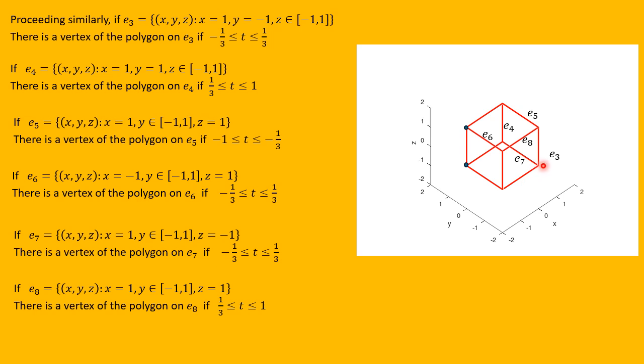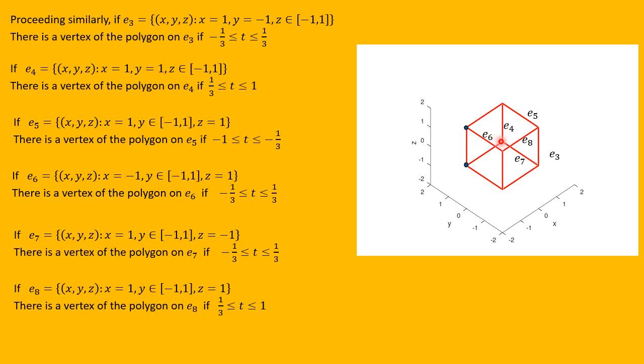Y equals minus 1 is also right here. We don't move in this direction because that would change y. So y is minus 1 here, and z can be anything between minus 1 and 1. So E3 is this vertical edge here.